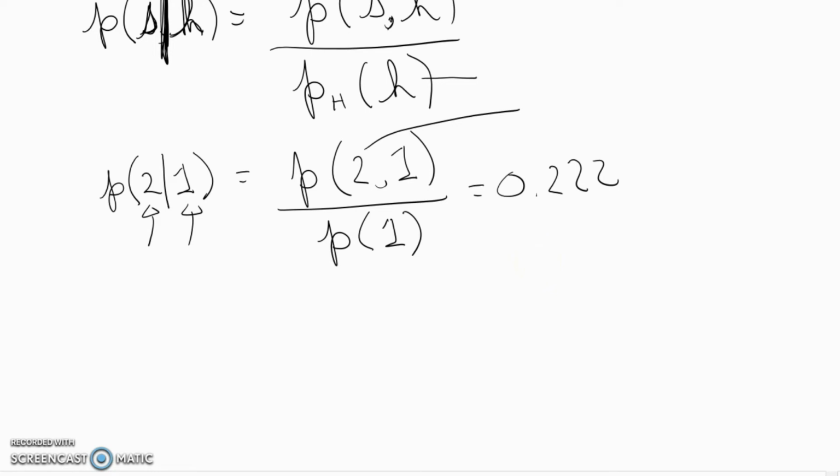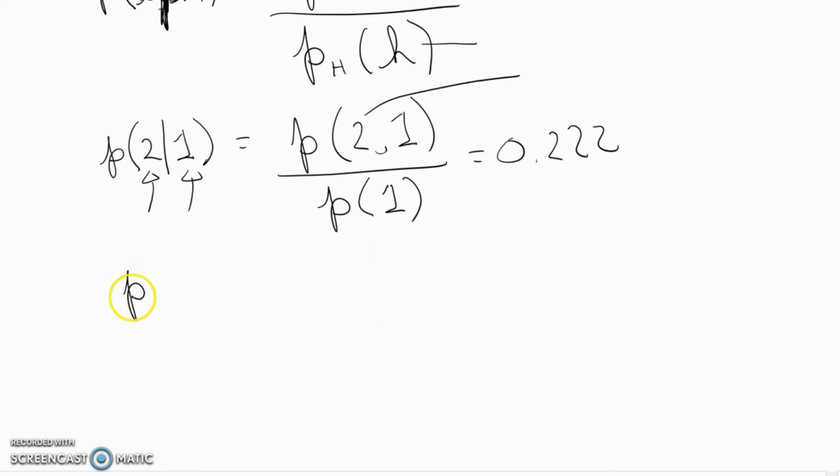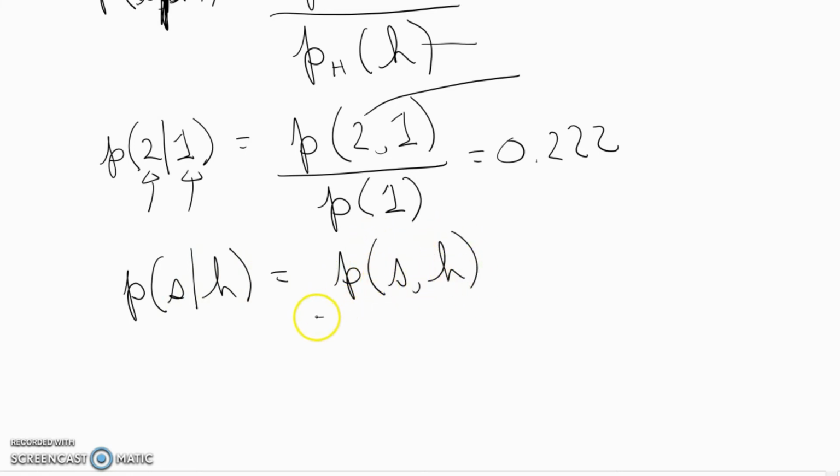Now we've got a different way to look at this. So what I'm going to do is start off with P(S|H). Conditional probability is equal to the joint probability divided by the marginal probability. And given that I've got an H here, I really don't need this H here. It should be pretty obvious that we're dealing with heights in the denominator. So I'm just going to get rid of that.